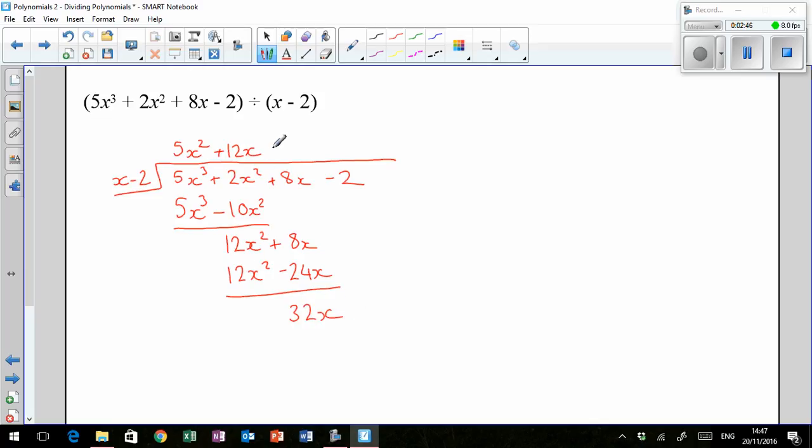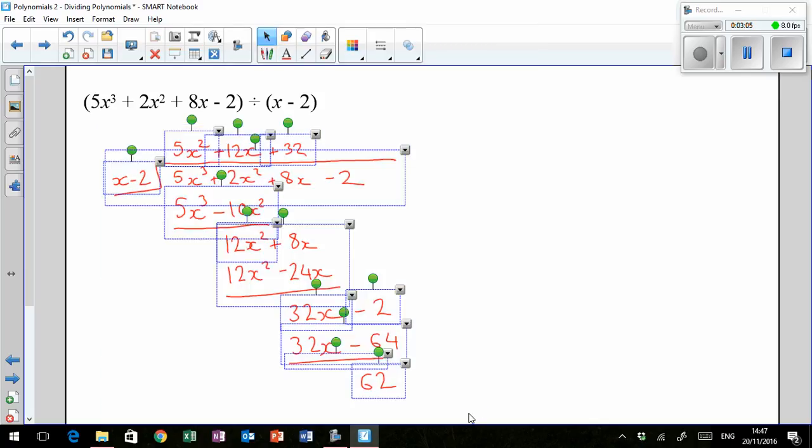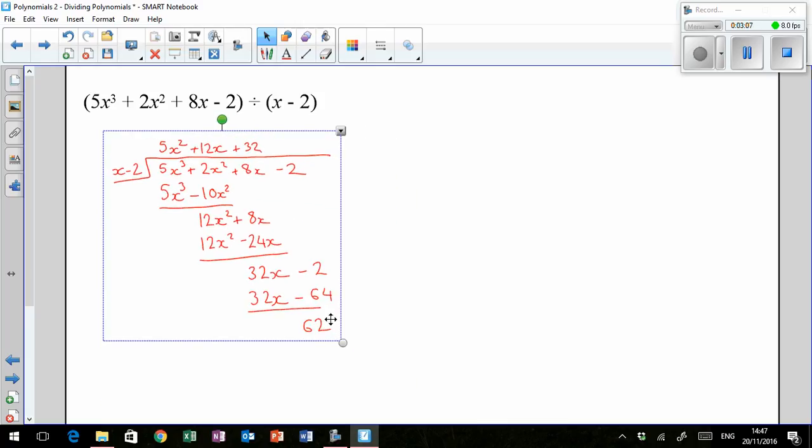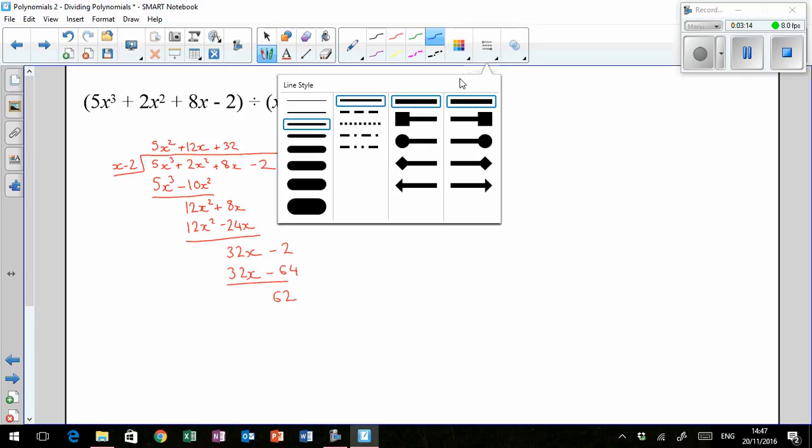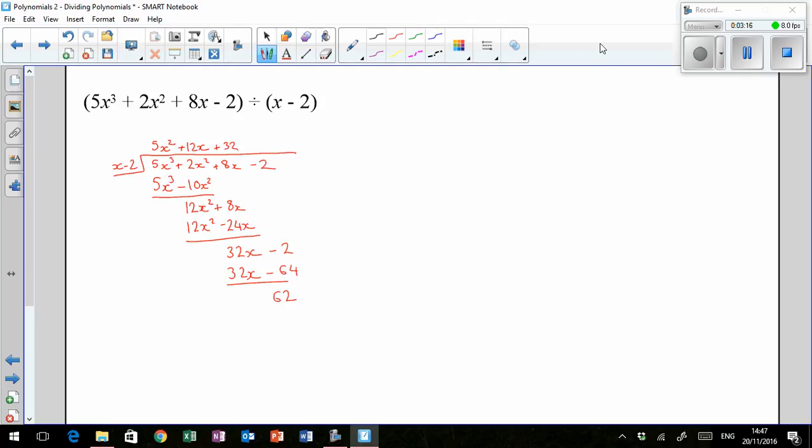Then same again, I'm going to multiply by 32 this time to get 32x. And then that second one here is going to be negative 64. I'll bring the negative 2 down from there. And when I do my subtraction, that disappears, and that leaves me as positive 62. Okay, now I'm just going to make that a little bit smaller so we can work here a little bit more comfortably. That is a division, long division with a polynomial.